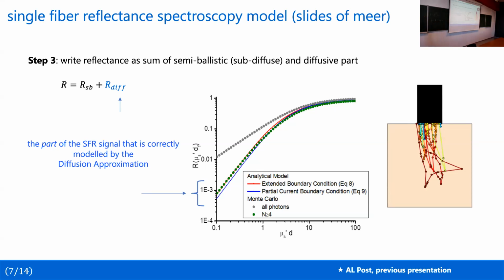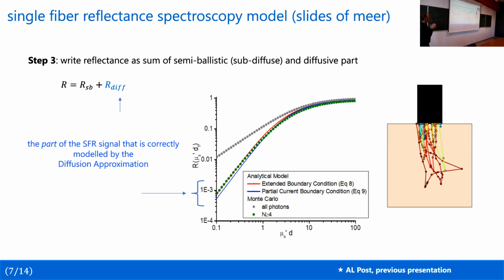Now the approach that we took here is to separate the total reflectance into two terms. One term is the diffuse light, for which this first long equation of fiber distance is valid, so in the diffusion theory, and the rest, which we then call semi-ballistic or semi-diffuse or subdiffuse.